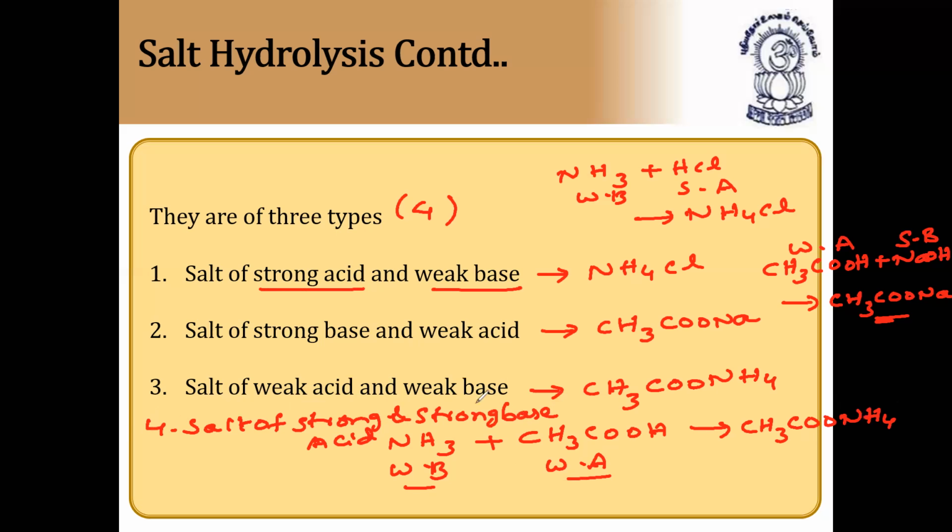Salt of strong acid and strong base, like NaCl. How is NaCl formed? When HCl combines with NaOH, that is, strong acid and strong base, it forms a salt. This is a strong acid, as we know. This is a strong base. So this is a salt obtained by means of strong acid and strong base.